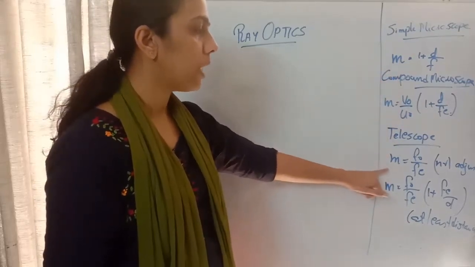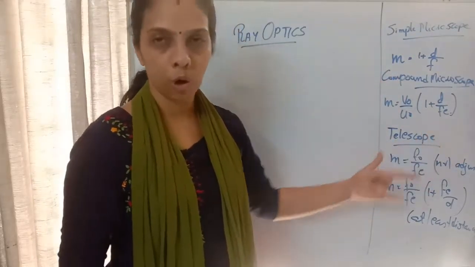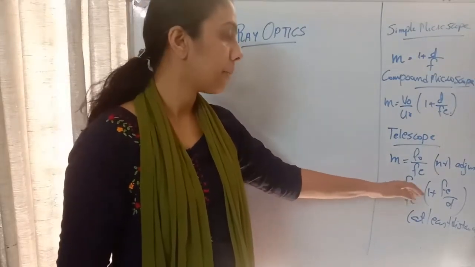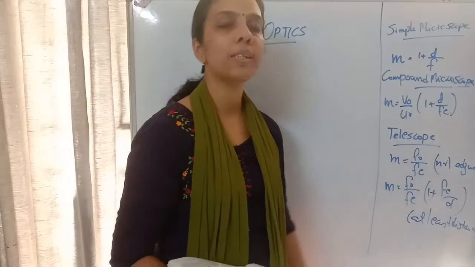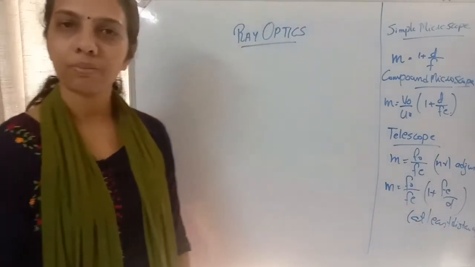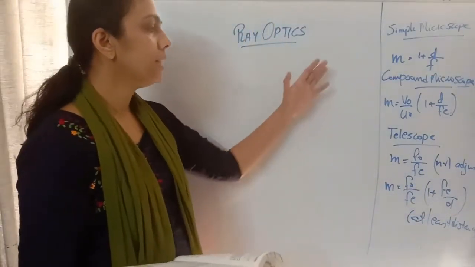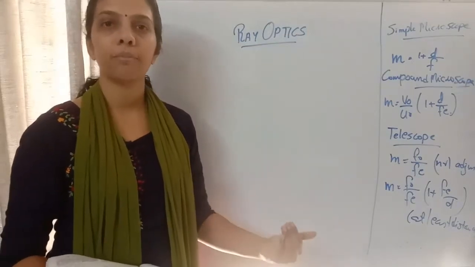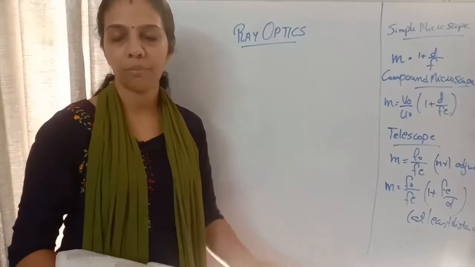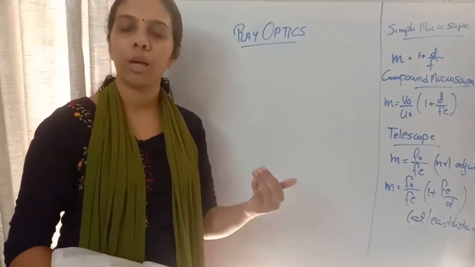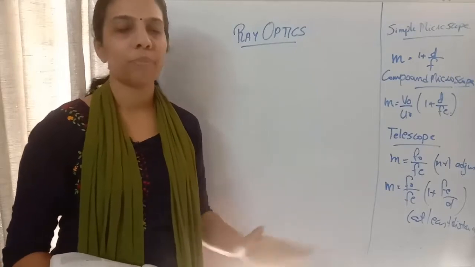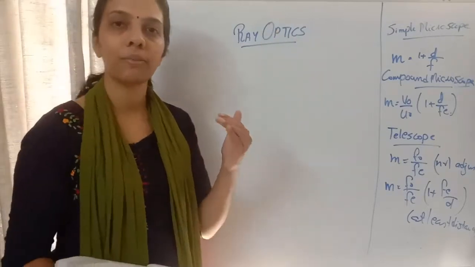And for a telescope, m equals FO by FE for normal adjustment, and for the least distance of distinct vision, m is equal to FO by FE into 1 plus FE divided by D. These are the important formulas in the case of a telescope. And for a reflecting type telescope, m equals FO by FE, that is R by 2 divided by FE. That is the formula. All those formulas we discussed already.